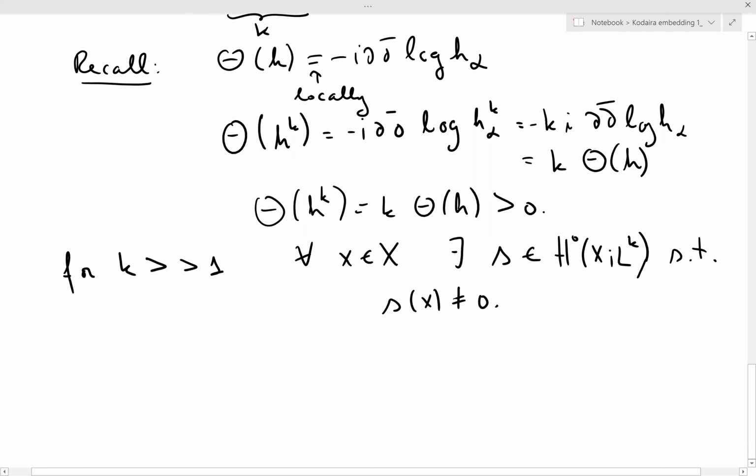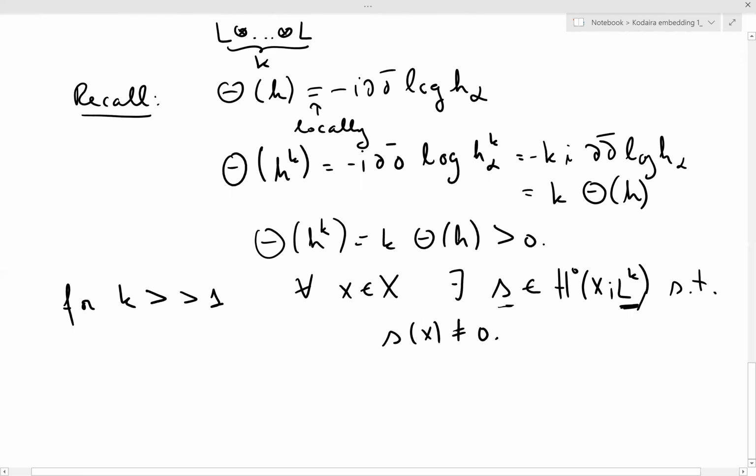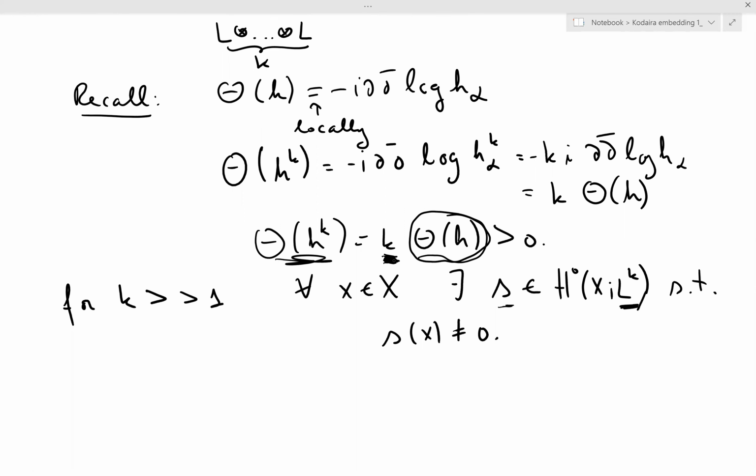So somehow there is some global generation property here going on with some high power of L, right? So at all points, you can find a non-vanishing global section of your line bundle L to the K, right? And then what's going on here is that all these theta H are positive 1-1 forms. In the route that we will take, what will help us is that every time you take higher and higher Ks, this form here will become more and more positive, and this will be of great advantage for us.